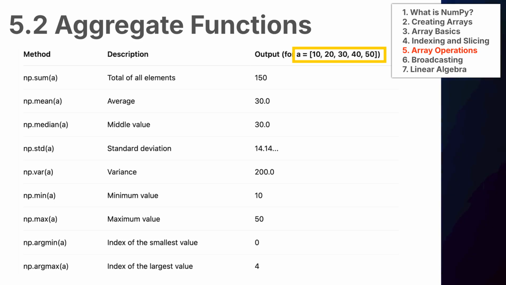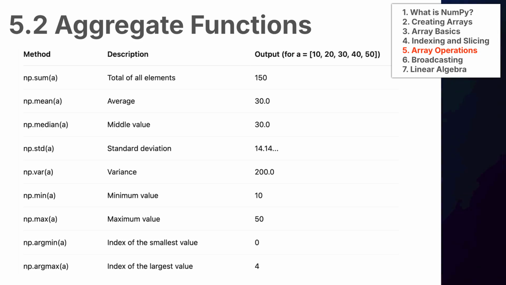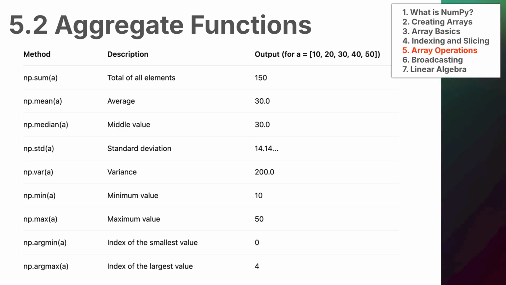First of all, let's say you have a simple NumPy array with 5 numbers, 10, 20, 30, 40, and 50. First sum, it's a total of all elements, outputs 150. Next mean, it's an average. In this case, the total sum 150 divided by the number of elements 5 equals 30.